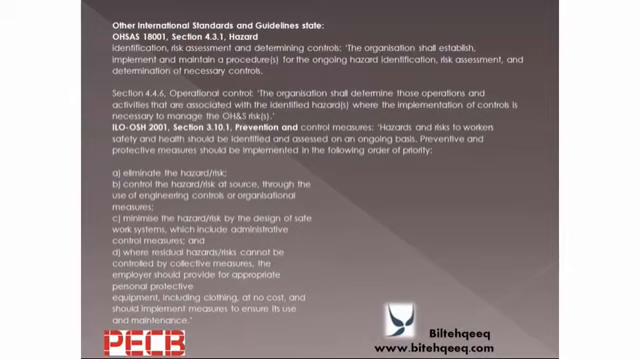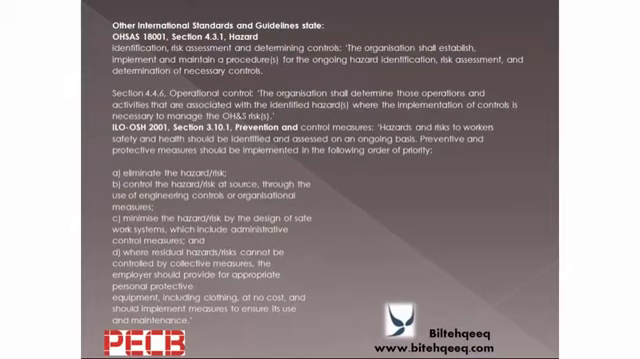And clause 4.4.6 of this standard is related to operational control. The organization shall determine those operations and activities that are associated with the identified hazards, where the implementation of controls is necessary to manage the occupational health and safety risk. So if there is any hazardous material, the organization should identify it and introduce some controls to minimize the risk associated with this hazardous material.